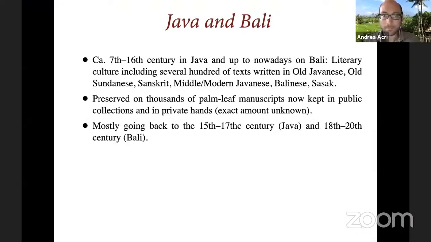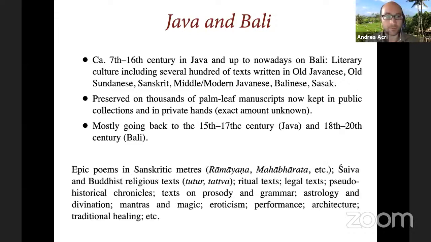Excellent. Thank you. So I was saying that most of these palm leaf manuscripts go back to the 15th to 17th century in Java, and to the 18th and 19th century in Bali. So these manuscripts, like the South Indian manuscripts, cannot last for very long. They have to be continuously recopied. So it is a relatively recent tradition, like Nepalese manuscripts, for example. And you have the whole span of literature: epic texts, Shaiva and Buddhist religious texts, legal texts, historical chronicles, etc. It's really a very rich literary heritage, very much influenced by the Sanskritic tradition.